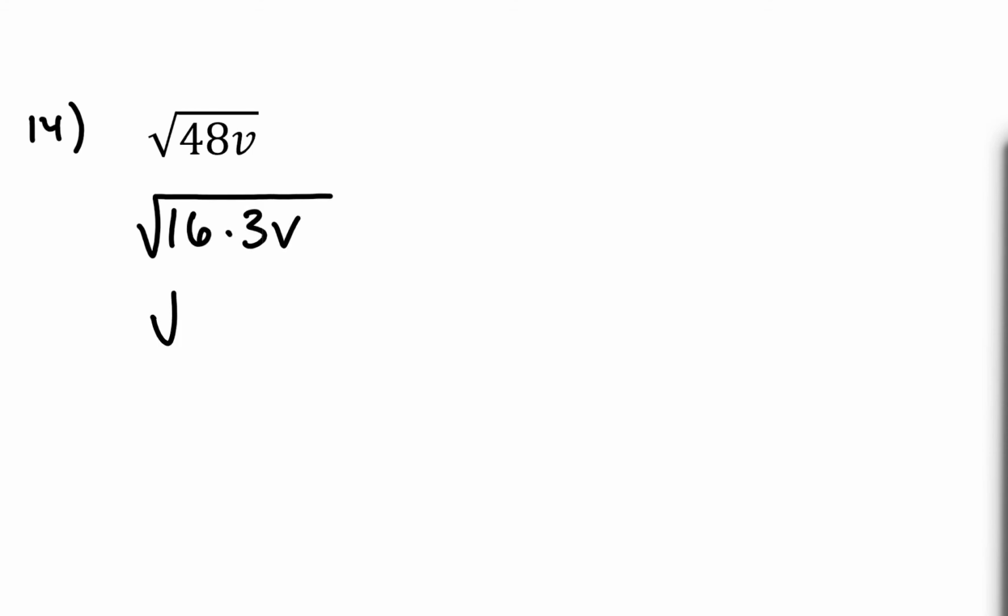And that's equivalent to the square root of 16 times the square root of 3v. You can definitely break up a root as the product of these two parts. And then finally, the square root of 16 is 4, and the square root of 3v is root 3v. So my answer is 4 times the square root of 3v.